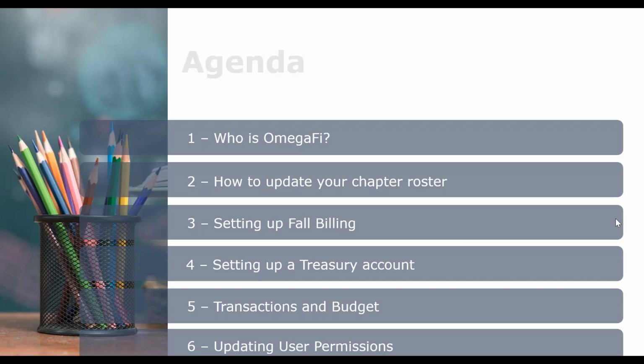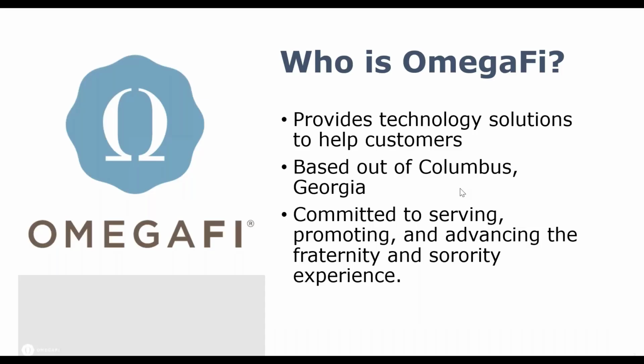Our agenda for today is who is Omega Phi, how to update your chapter roster, setting up fall billing, setting up a treasury account, transactions and budget, and updating user permissions. As always, we welcome questions along the way, so please feel free to ask, and I will answer them at the end. So let's get started.